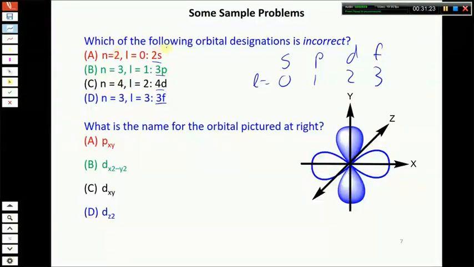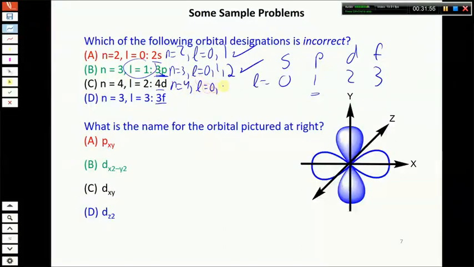If this one is N equals 2, the possible values of L are 0 and 1. N equals 2, L equals 0 is a 2s orbital, so that checks out. That one's okay. N equals 3, L equals 1. L can be either 0, 1, or 2, so L equals 1 is allowed. That does indicate a p orbital, so that one's okay too. We have N equals 4, L equals 2. If N equals 4, L can be 0, 1, 2, or 3. So 2 is okay, and if L equals 2, that would be a d orbital, so that works out.